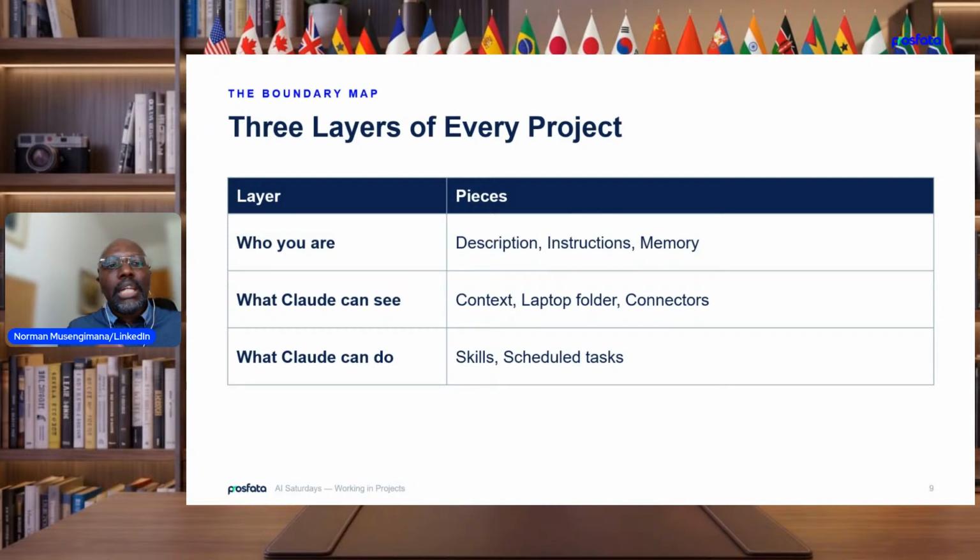So you can structure a project like this, but you don't have to use all of these features at the same time. You can pretty much sequence them. You can use, for example, description, instruction, and memory and context only, and have a complete project without folders, without connectors, without skills, without schedules. And I will show you that as well.